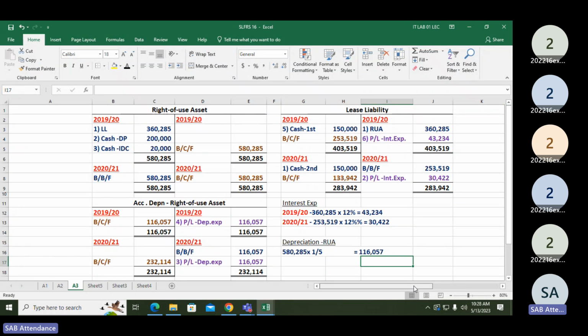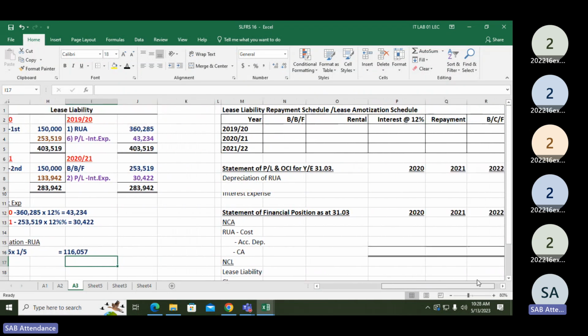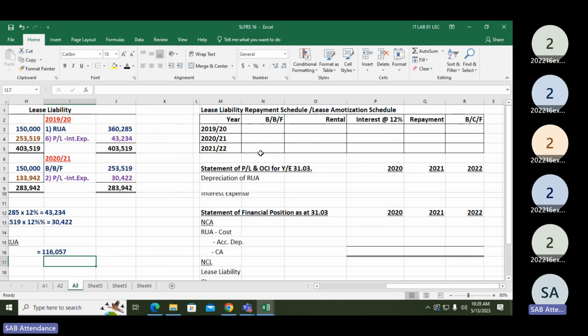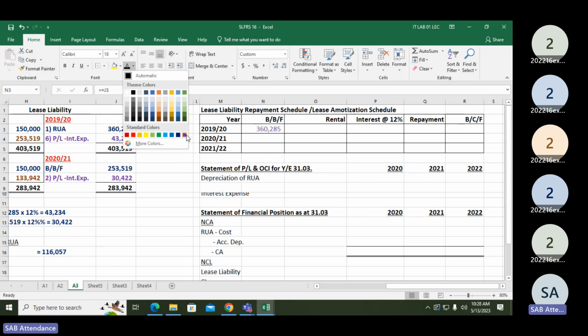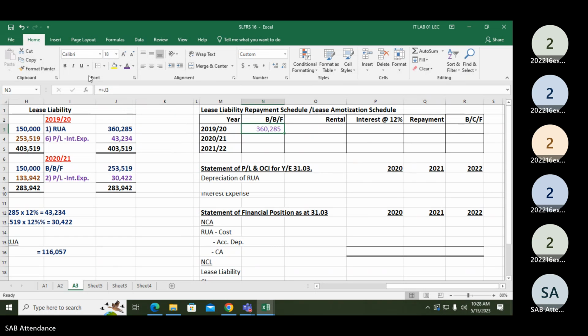Right? So we can have the financial statement extract. Here we can prepare the lease liability repayment schedule. The original lease liability we identified, 360,285. Right? Can you complete?